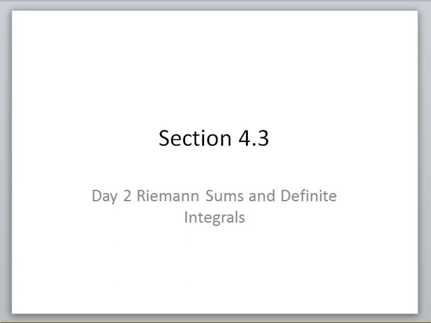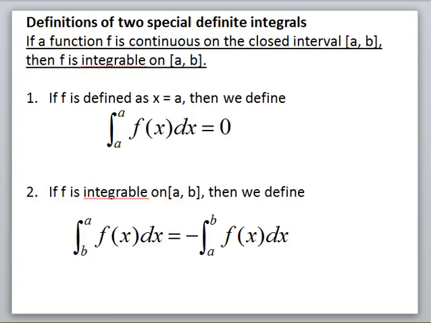Today I'm going to be continuing on with definite integrals. So the first thing we want to go back through is the definitions of two special definite integrals. For both of them, we need to know that if f is continuous on the closed interval and f is integrable on the closed interval, then we can define an integral that goes from a to a as having an area of 0.